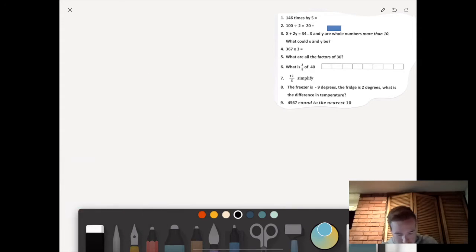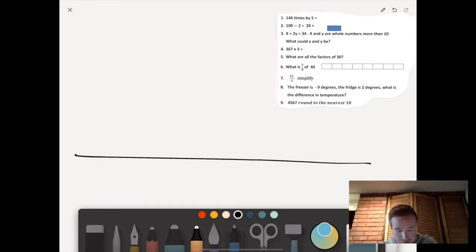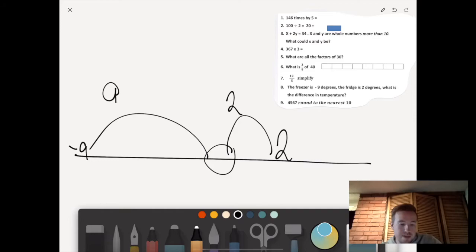Freezer is -9 degrees. Fridge is 2 degrees. What is the difference in temperature? So number line, 0 there, -9 there, 2 there. To jump 2 to get back to 0, and then jump 9 to get to -9. 9 add 2 is 11. Okay, so it's a difference of 11 degrees.